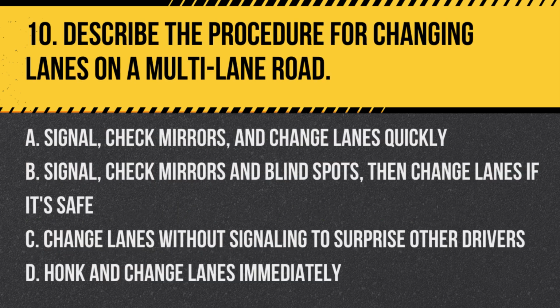Question 10. Describe the procedure for changing lanes on a multi-lane road. A. Signal, check mirrors, and change lanes quickly. B. Signal, check mirrors and blind spots, then change lanes if it's safe. C. Change lanes without signaling to surprise other drivers. D. Honk and change lanes immediately. Answer. B. Signal, check mirrors and blind spots, then change lanes if it's safe. This is the correct and safe way to change lanes.